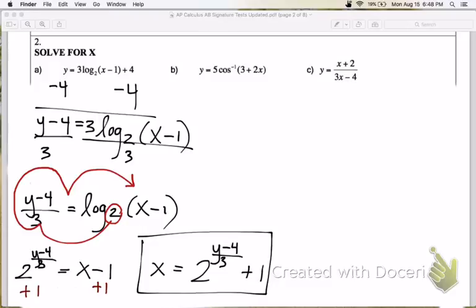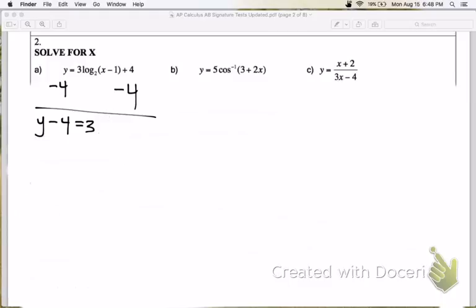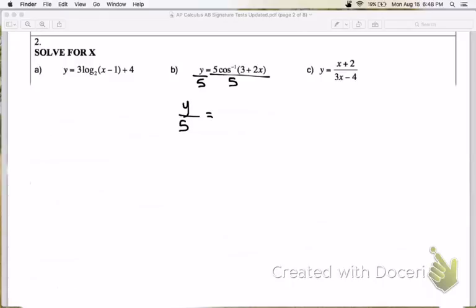So let's look at part B. Let me erase all this. Cool. So for part B, just like we did in part A, we also need to isolate the trigonometric function. So let's divide by 5 on both sides. So I have y divided by 5 equals cosine inverse of 3 plus 2x. Notice that I left some room right here in front. That's because I'm setting myself up to take the cosine of both sides.